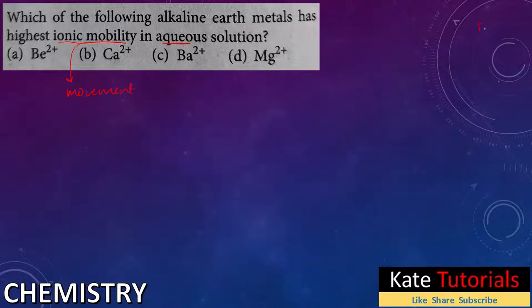Beryllium, magnesium, calcium. Strontium is not given here, directly they have given barium. We know that as we go down the group, size increases, right? As we go down the group, size increases.